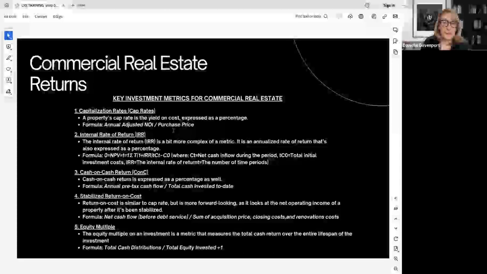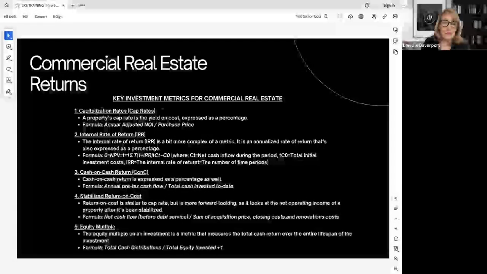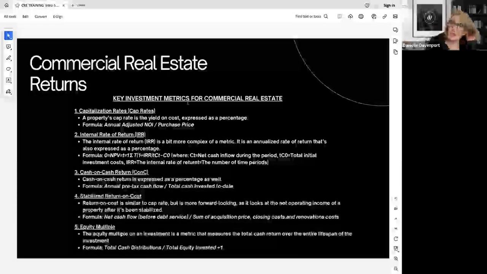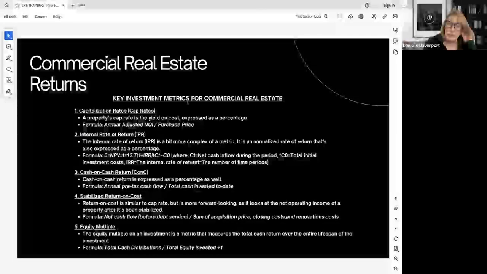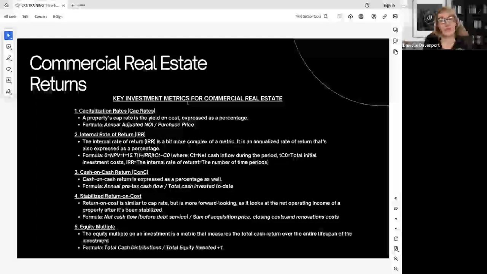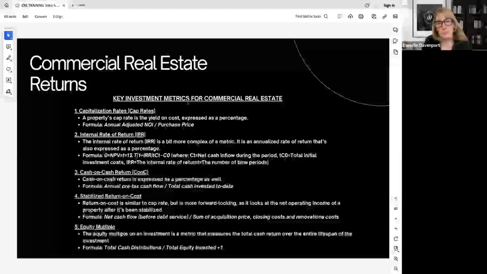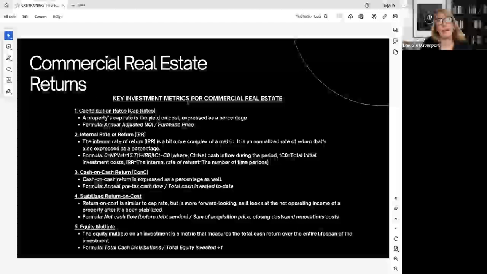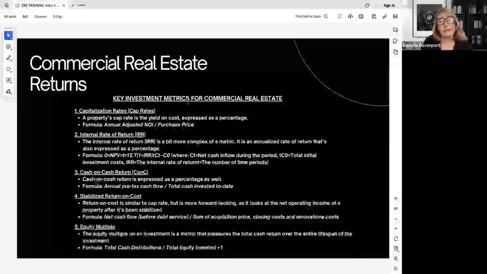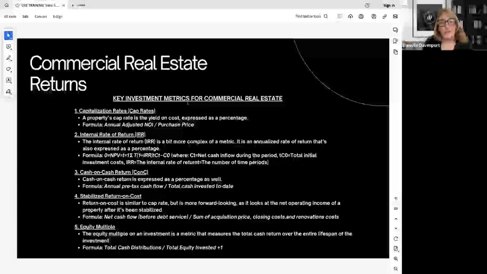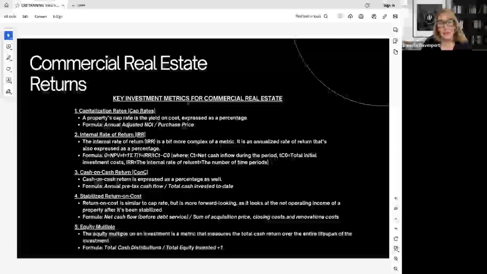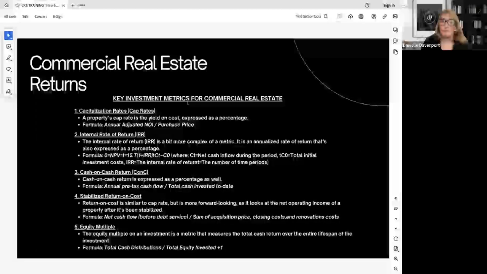This gets really deep. I'm not going to go over all of this, but some key investment metrics for you to understand is cap rate. And you hear that a lot. Cap rate is the yield on the cost expressed as a percentage. So what is your net operating income divided by the purchase price. So it's a pretty easy formula to use.